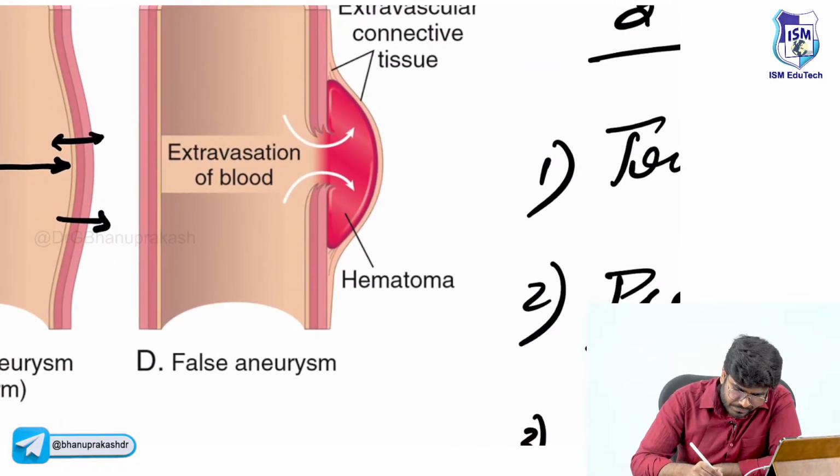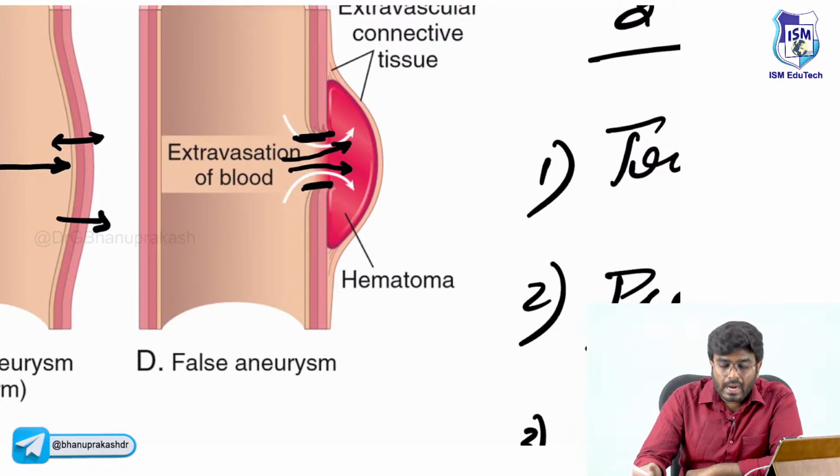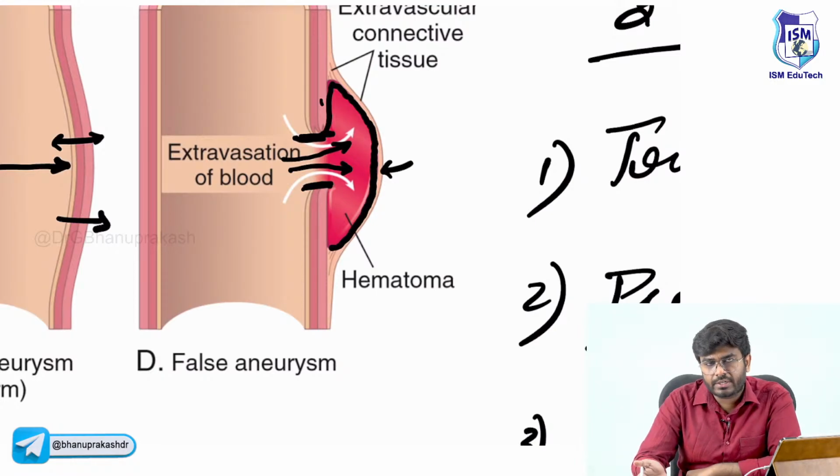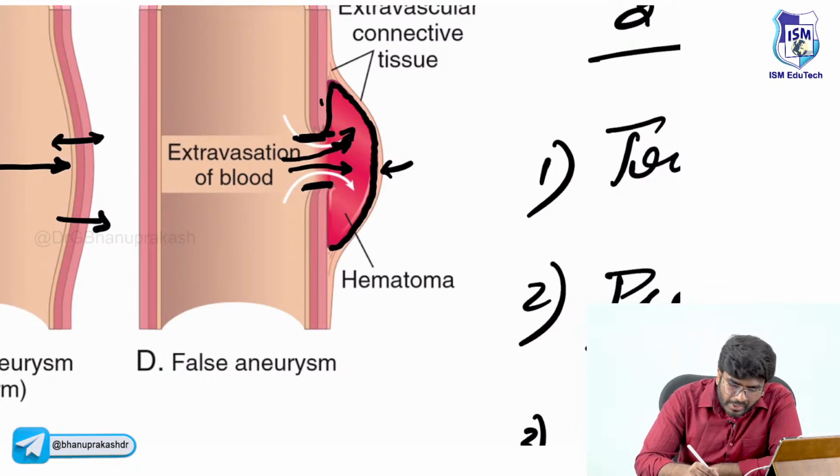There is a damage to the blood vessel. There is some trauma. Now, see, the blood is coming out like this, and it's forming a hematoma. So here is the extravascular connective tissue. Now the blood is forming a hematoma.